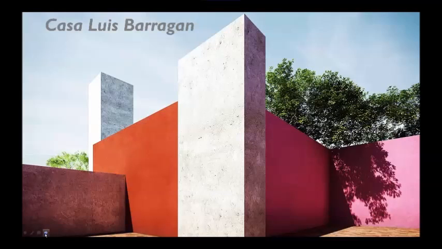This is a very different work of architecture. This is a private residence, so a much smaller scale site, much smaller scale facility. And this is the house that Luis Barragan, the Mexican architect, designed for himself. And this is located in Mexico City.